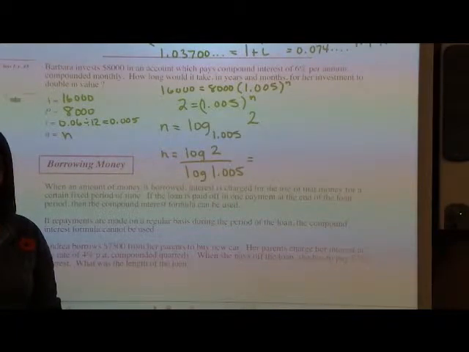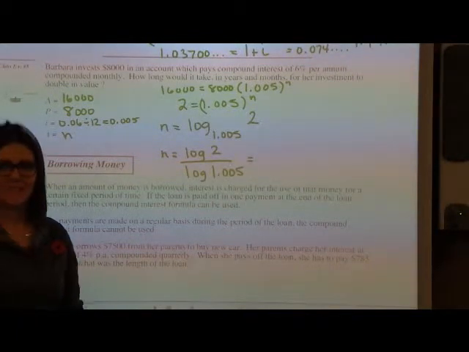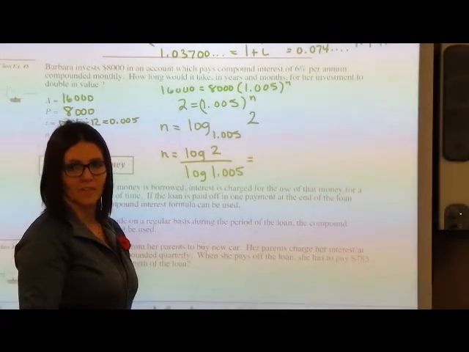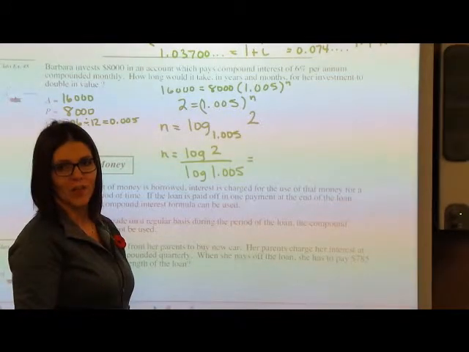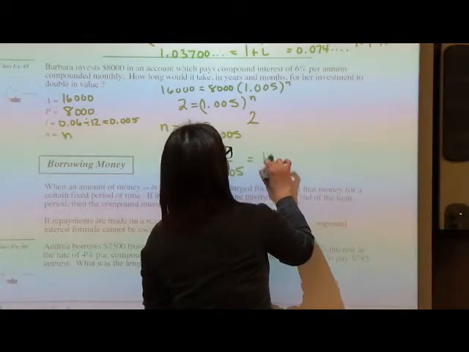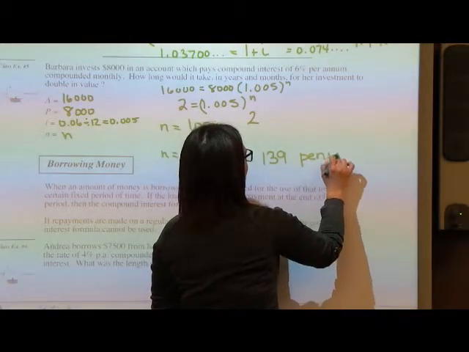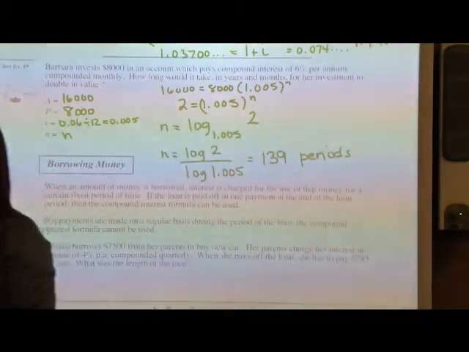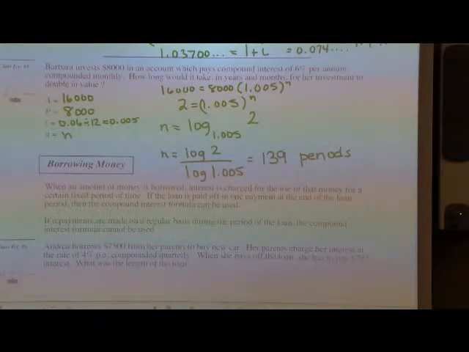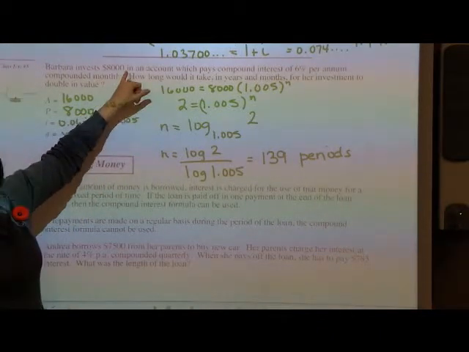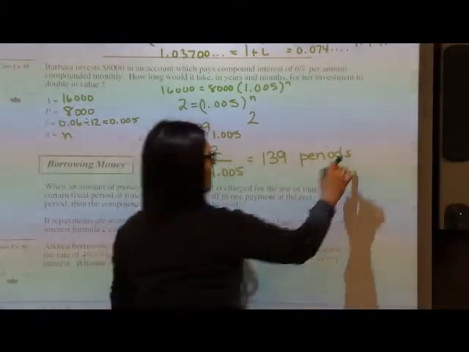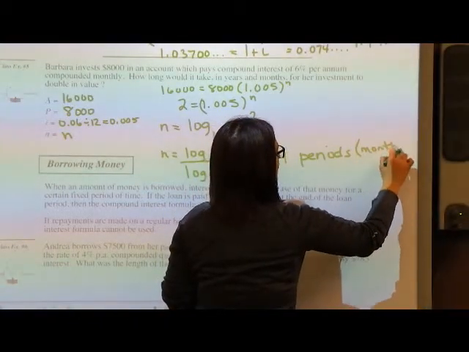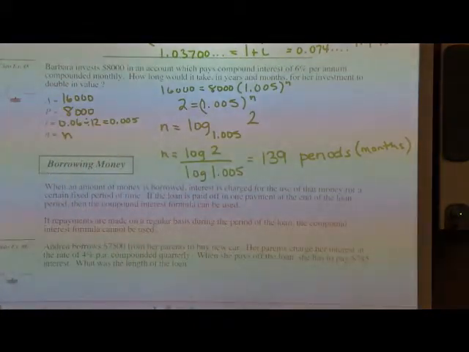What'd you get, Rachel? 138.975. So what would I round that to? Is it 138 or 139? 139. Okay, and this is 139 periods. Convert that into years and months. Because each period is how long? It's a month. So this is 139 months that I'm calculating. How many years are there in 139 months?